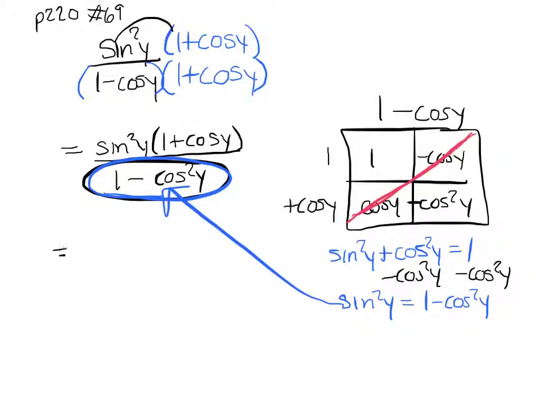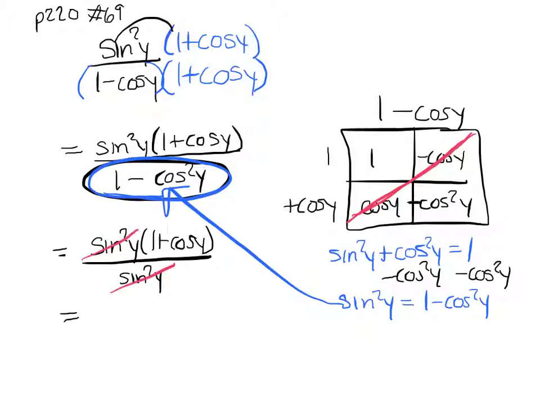So now I get, on top, sine squared y times 1 plus cosine y, over, on bottom, I'm replacing that again with sine squared y. Great things happen now, right? We got our sine squareds to cancel. And my answer is just 1 plus cosine y. And we got rid of that fraction just like we wanted to.